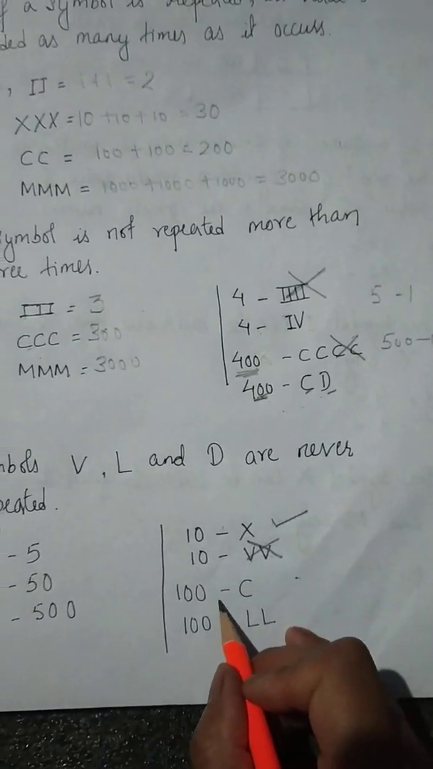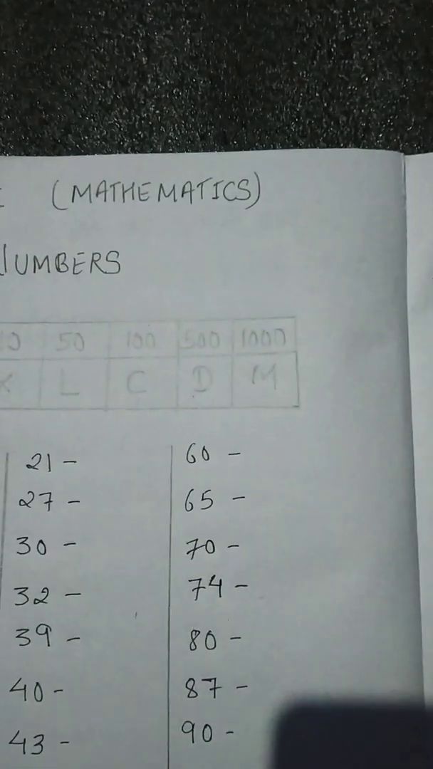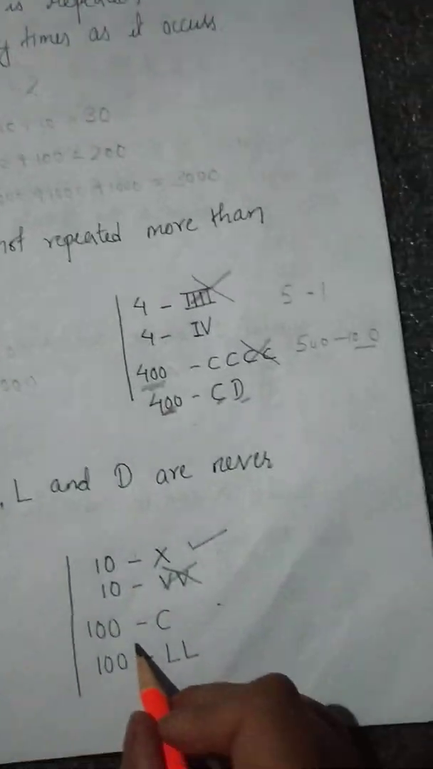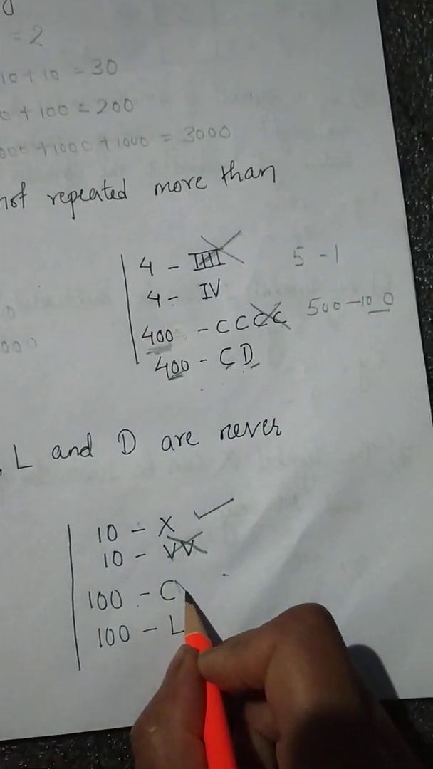Now next we have 100. Now for 100 we have symbol C. So for 100 if I write symbol C only, this will be correct.